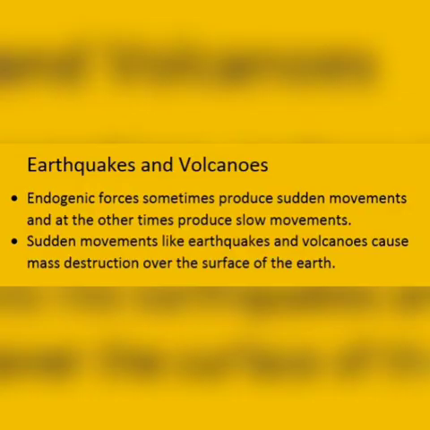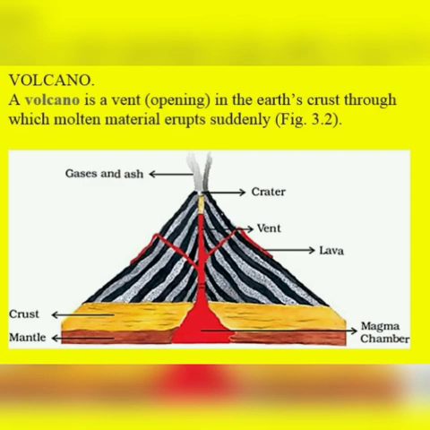Earthquakes and volcanoes. Endogenic forces sometimes produce sudden movements and at other times produce slow movements. Sudden movements like earthquakes and volcanoes cause mass destruction over the surface of the earth. Volcano. A volcano is a vent, that is an opening in the earth's crust, through which molten materials erupt suddenly.